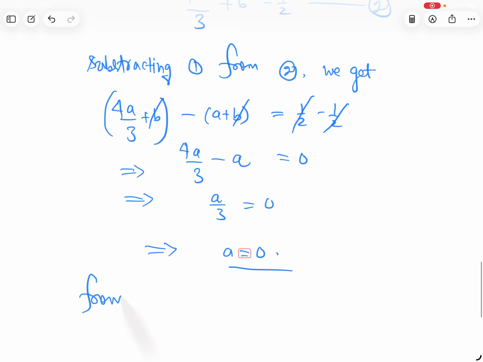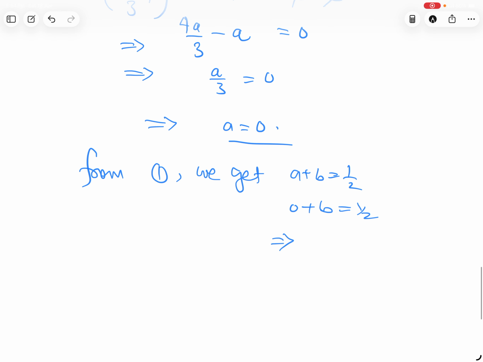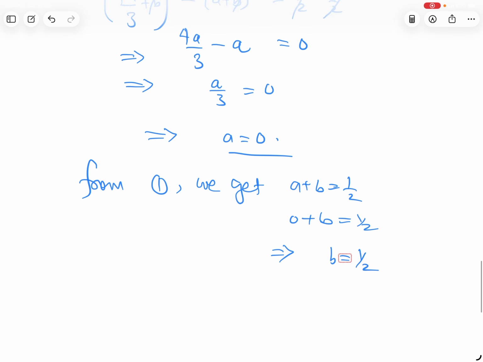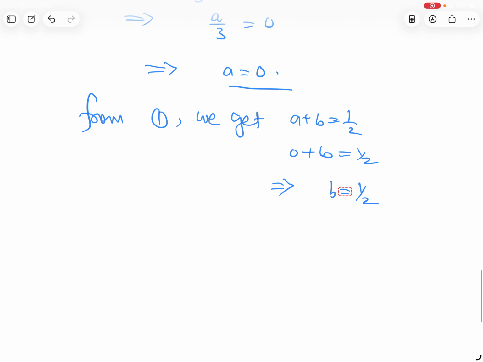From equation 1 we get a + b = 1/2. That means with a = 0, b is equal to 1/2. So a is equal to 0 and b is equal to 1/2. This is the final answer of the question.